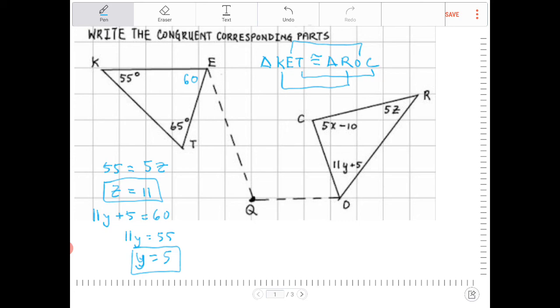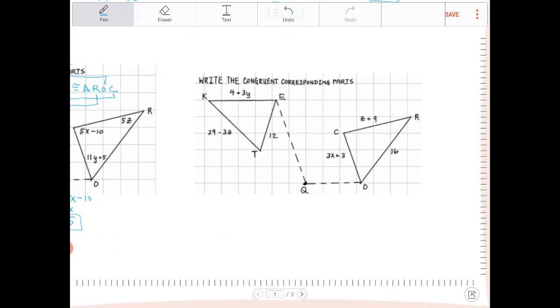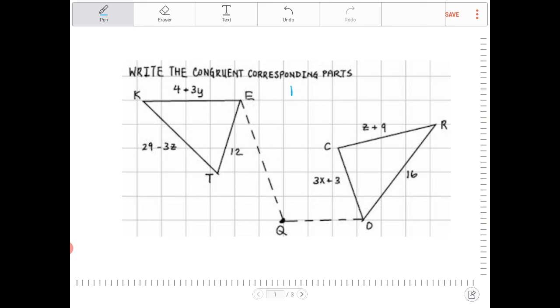And lastly, 65 is equal to 5x minus 10. Add 10 to both sides, 75. Divide by 5, x will equal 15. Okay. Moving on. So again, very similar.